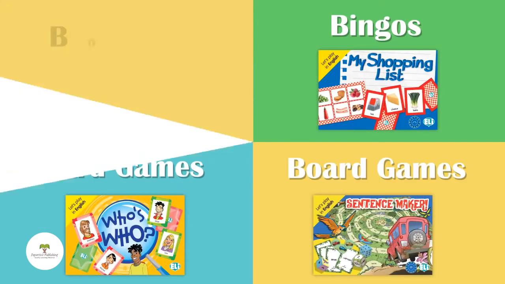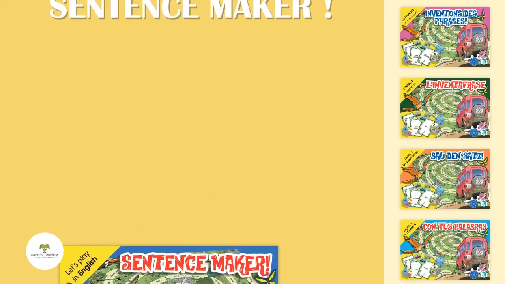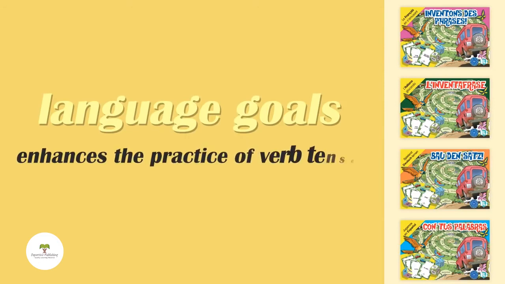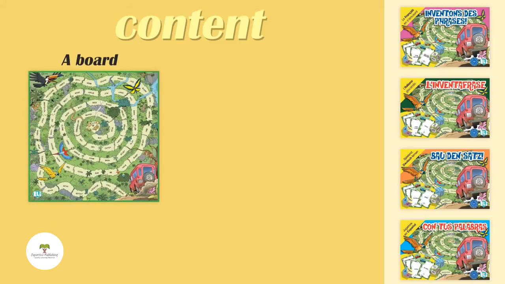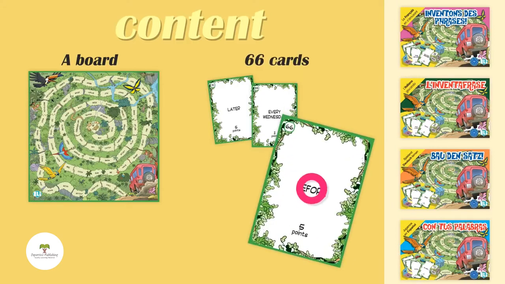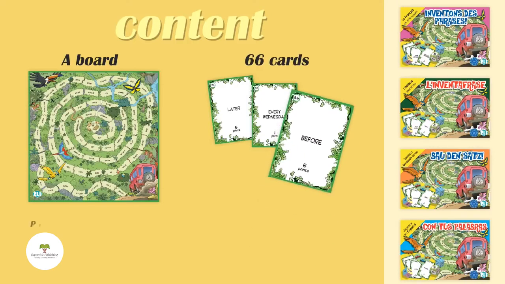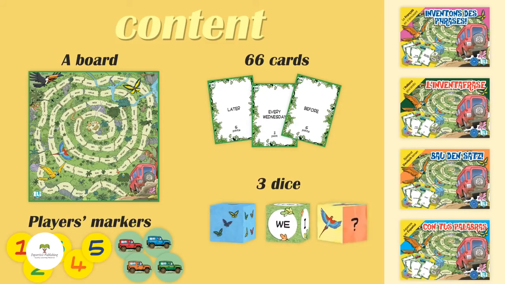Let's move on now to a board game, Sentence Maker, A2 to B1 level. This game enhances the practice of verb tenses, time expressions and vocabulary through the continuous process of sentence creation. The box contains a board with 66 spaces, each showing a verb in the infinitive form, 66 cards with time expressions and indication of point value, players' markers and 3 dice: a 6-sided number die, a die with personal pronouns, a die with different sentence forms and 2 joker sides.